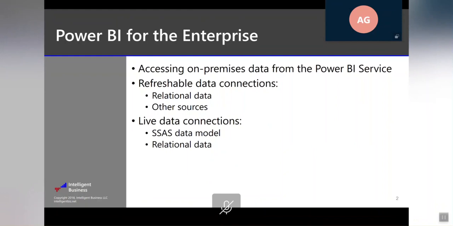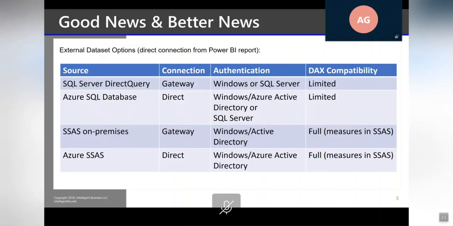We can create refreshable data connections, meaning that we deploy a data model alongside our reports up into the cloud using the Power BI service, and then we can schedule a refresh so that every half hour perhaps, or every hour or once a day, we refresh that data. And that can be done against a lot of different data sources. Or we can maintain a live connection to an Analysis Services data model or to relational data. I'm going to talk about some of the pros and cons of using each of these methods.